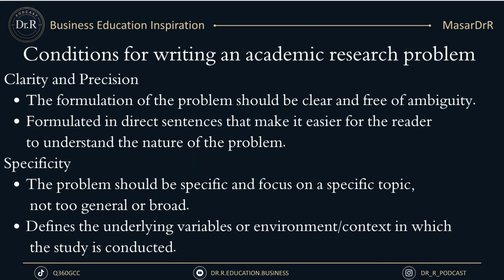Conditions for writing an academic research problem: clarity and precision. The formulation of the problem should be clear and free of ambiguity. Formulated in direct sentences that make it easier for the reader to understand the nature of the problem. Specificity. The problem should be specific and focus on a specific topic, not too general or broad. Defines the underlying variables or environment/context in which the study is conducted.